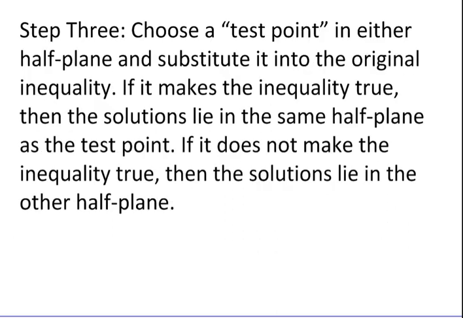Step 3 is to choose a test point in either half plane. You're going to substitute this test point into the original inequality, and if it makes the inequality true, then you know that all the points in the half plane where the test point is located are true. If it doesn't make the inequality true, then the solutions lie in the other half plane. And you're going to shade that area which makes the inequality true.